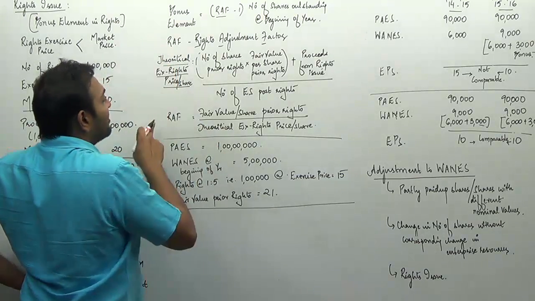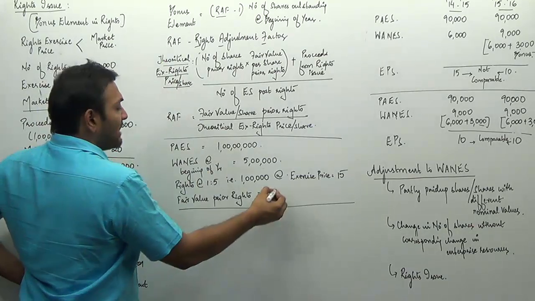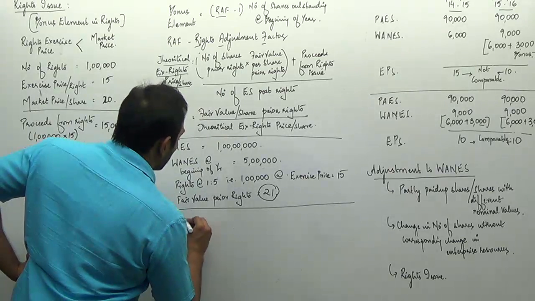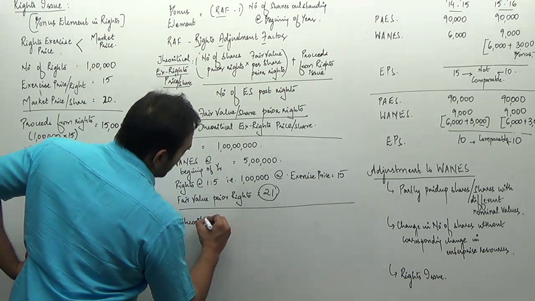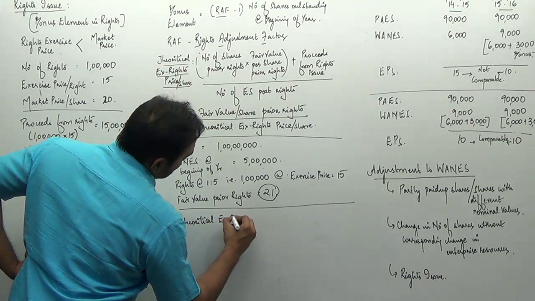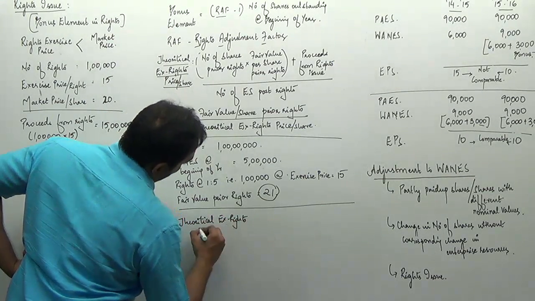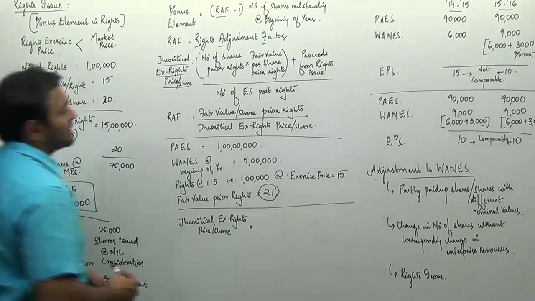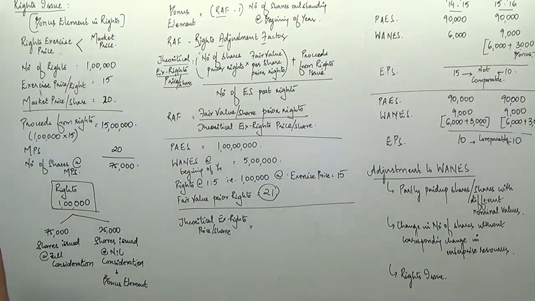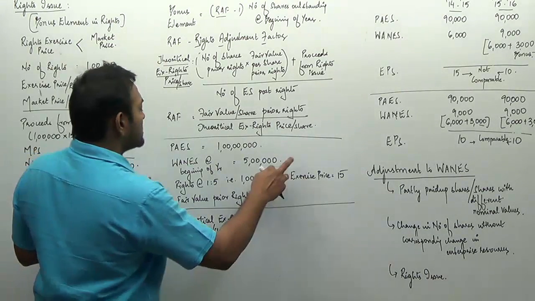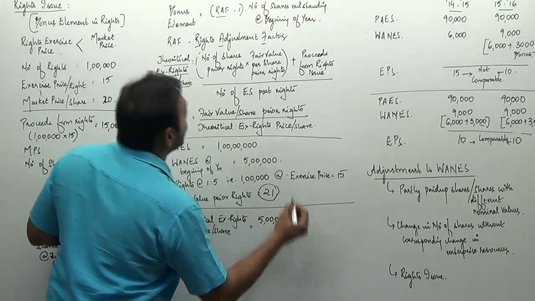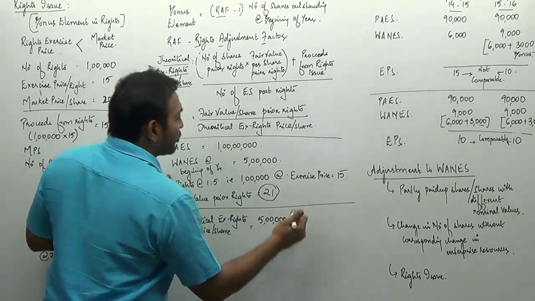We need to calculate RAF. RAF is fair value prior to rights, which is already given, 21, divided by theoretical ex-rights price, not given. We have to calculate the theoretical ex-rights price. Theoretical ex-rights price is number of equity shares prior to rights. What is the number of equity shares prior to rights? Before rights, it was 5 lakh shares, into fair value per share prior to rights, 21.